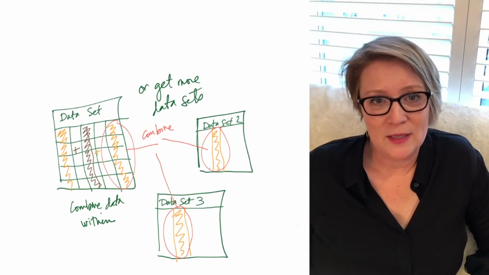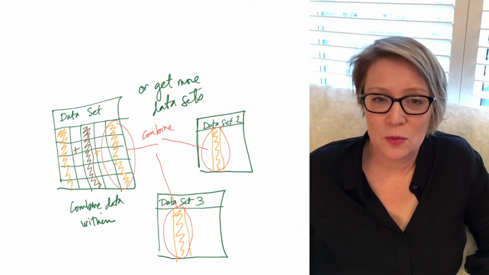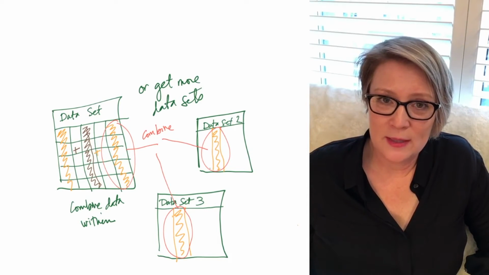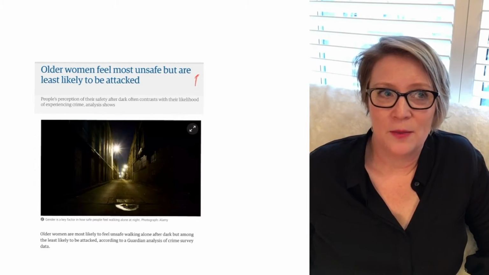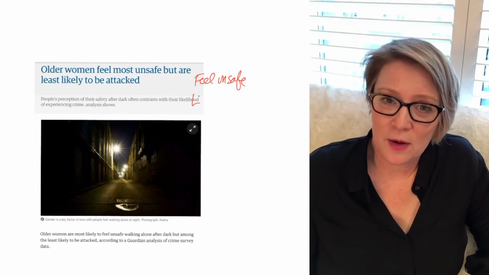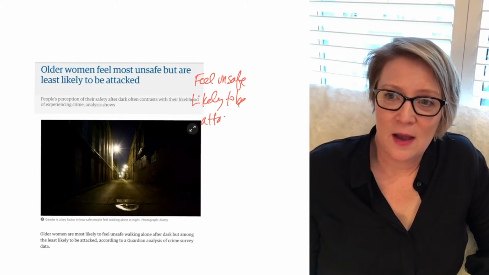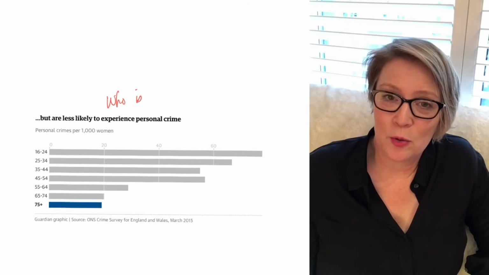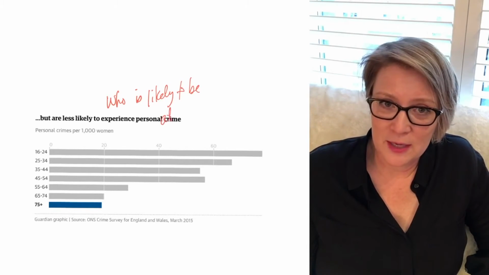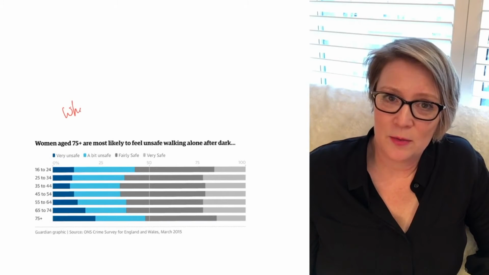But before we do that, we need to take a quick look at one of the pitfalls of this, and that is if you're going to look at more than one data set at a time, you have to make sure that the data sets are measuring the same thing. So here's an example from The Guardian where they're talking about the women who feel unsafe and whether they're likely to be attacked. They're drawing on two separate data sets: one is statistics about who is likely to be attacked, and the other is statistics about who feels the safest.